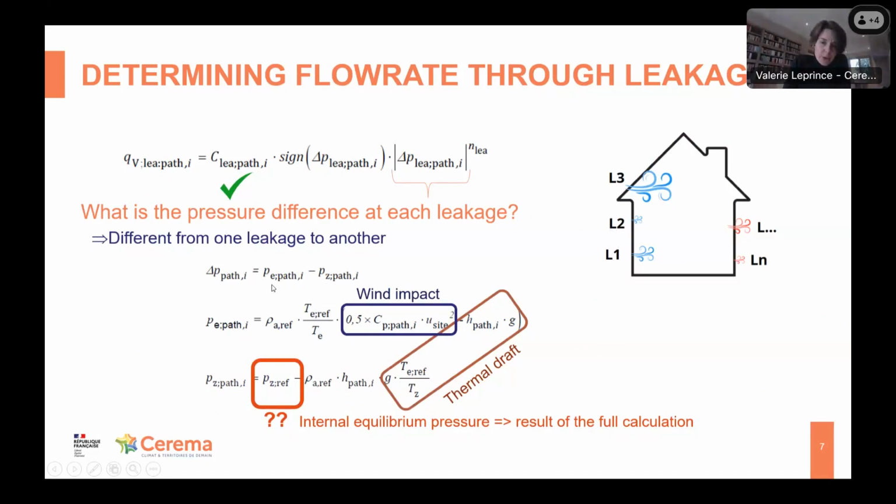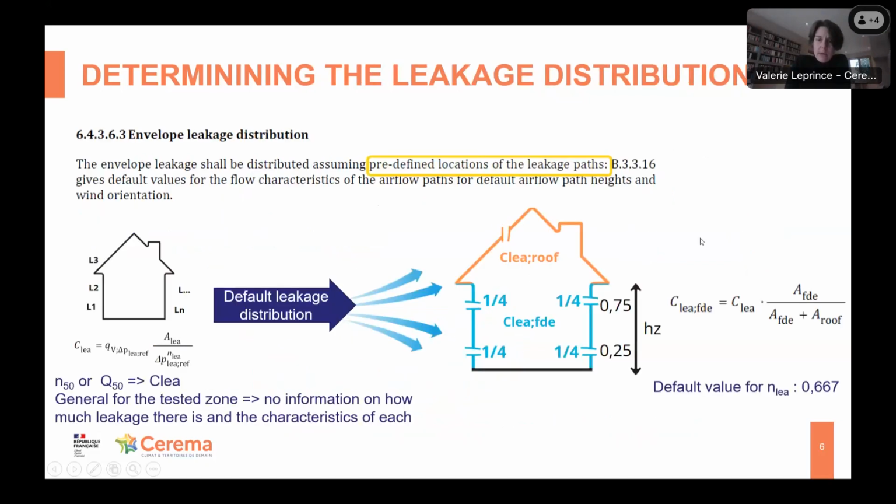The external pressure is calculated according to the pressure due to wind here and the pressure due to thermal draft, compared to the reference pressure at the floor that is assumed to be 0. And indoor, this is the internal equilibrium pressure minus basically the thermal draft. It depends on the height of the leak, and the height of the leak is given here.